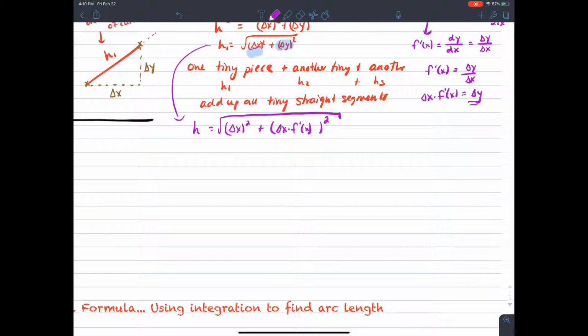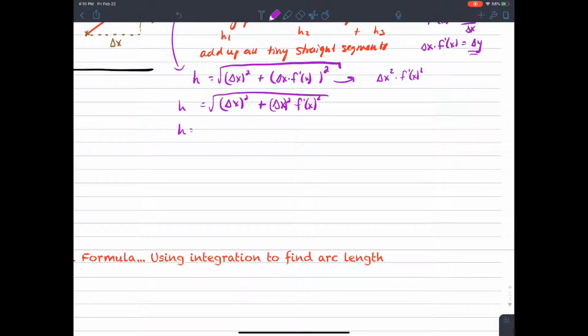Now what I notice, and here I like to write it out just so I can see it a little better, if I squared that term, it would be delta x squared times f prime of x squared. So I am going to rewrite it like that so we can see my next stage of factoring. I can see that both of these terms have a delta x squared in common, so I can just factor that out. Oops, excuse me, that's a times. So this term would be a 1, and this term would just be f prime of x squared, and all of that's still under the square root.